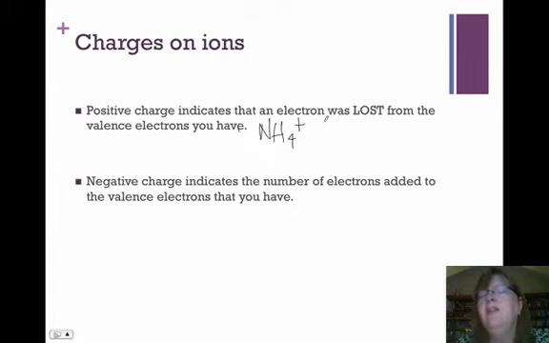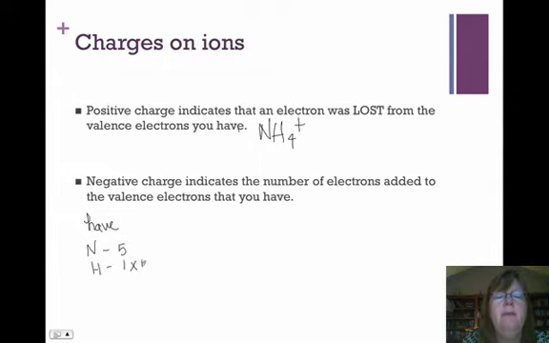So let's go ahead and draw ammonium. All right, so let's start with how many valence electrons do we have? Well, nitrogen has 5. Hydrogen has 1, but we have 4 hydrogens in our molecule, NH4. And because of the positive charge, we are going to subtract 1. All right, so 5 plus 4 minus 1, we have a total of 8 electrons to work with.